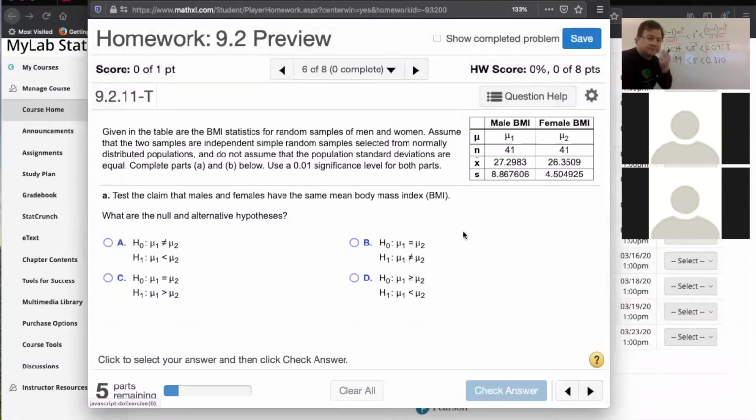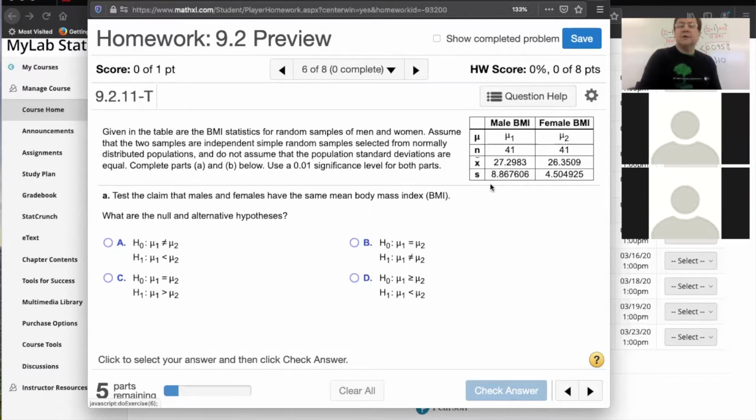So this one. All right, so let me see what it says. It says, given the table are BMI statistics for random samples of men and women. Assume that the two samples are independent, simple random samples selected from normally distributed populations, and do not assume that the population standard deviations are equal. Complete parts A and B below. Use a 1% significance level for both parts.